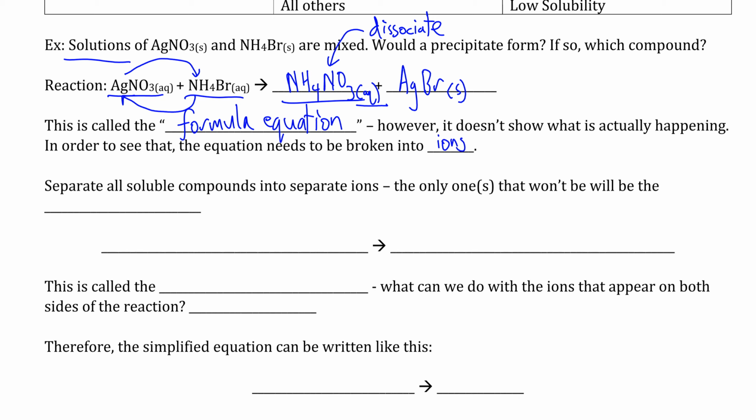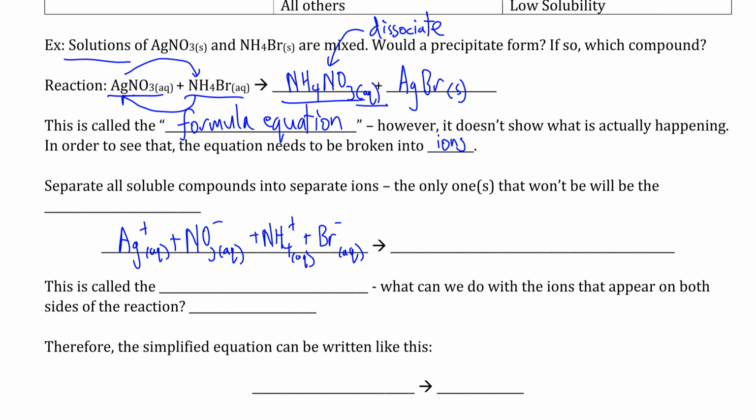Now, in order to show this dissociation, we need to break them into separate ions, meaning that silver nitrate will be written as Ag+ and NO3-, showing that the ions have been separated, and likewise ammonium bromide will be written as ammonium and bromide ions separately, again showing that the compounds have dissociated in water.